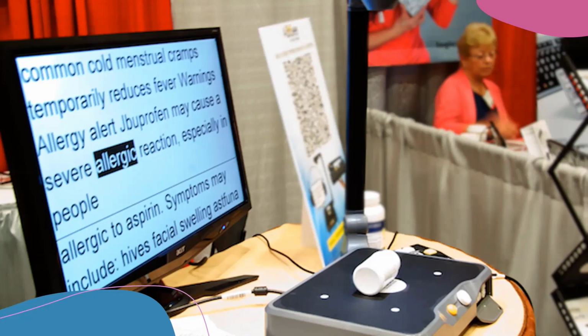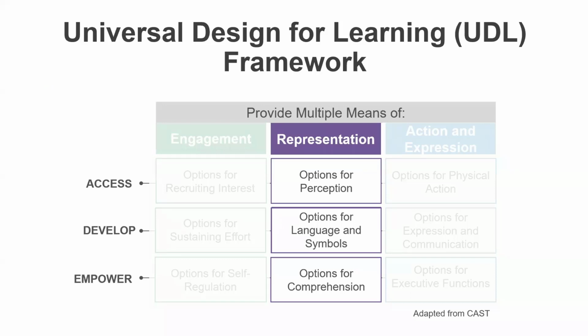screen reader. The UDL Principle of Representation, which focuses on the content or the what of learning, includes 3 guidelines for course and lesson design. First, providing options for perception. Consider how to present course content in multiple modalities and sensory formats that allow students to use assistive technologies as needed. Second, providing options for language and symbols.